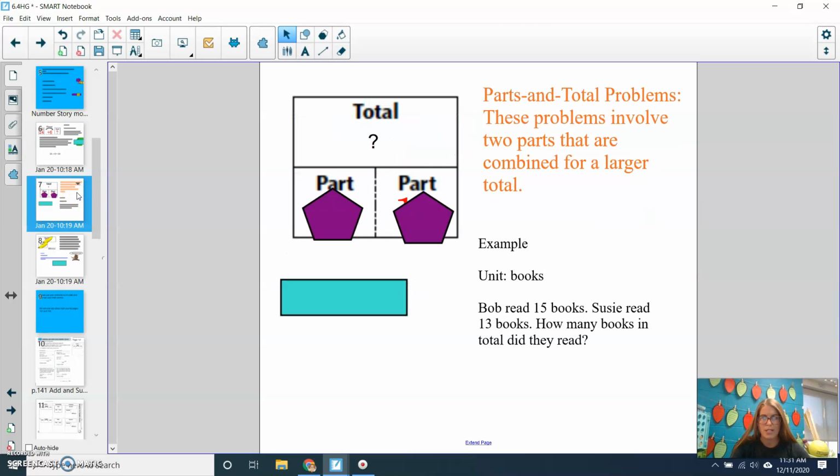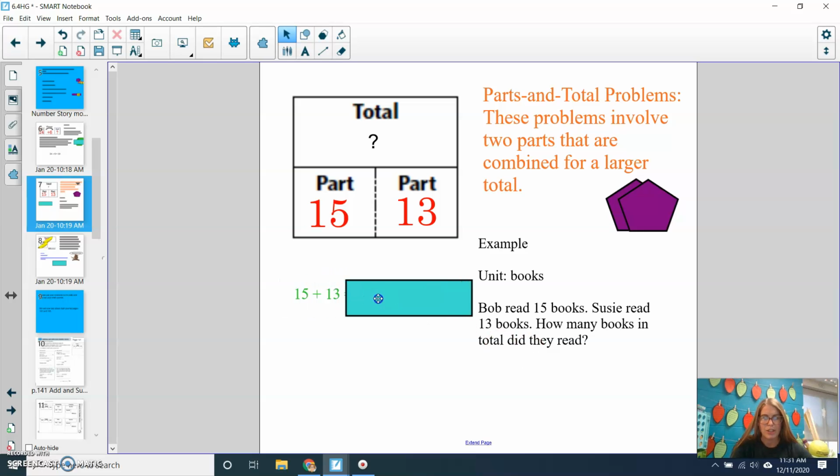Another diagram that we talked about is the parts and total diagram. So in this one, we're going to see two different parts that we're going to add together to find the total. So Bob read 15 books. Susie read 13 books. I'm going to include that information in my two parts. How many books in total did they read? Can you press pause and play when you're ready to hear the answer? So we know that 15 plus 13 equals 28. So 28 books in all.